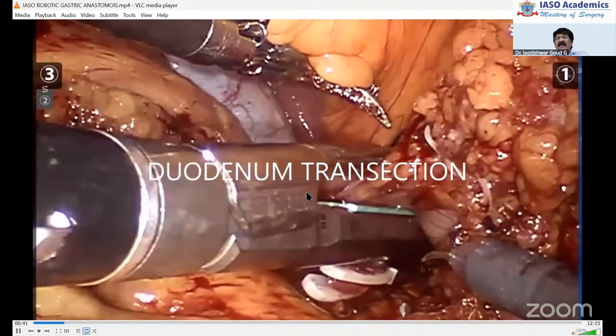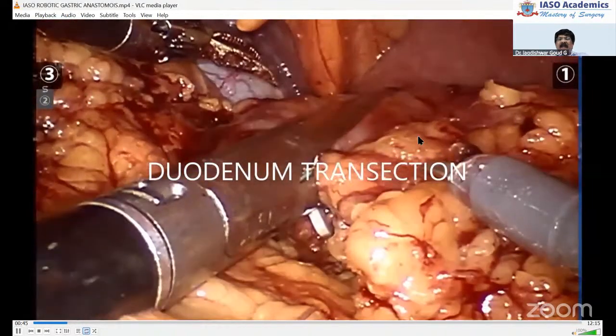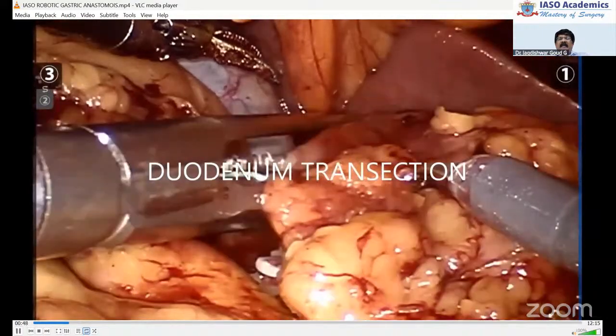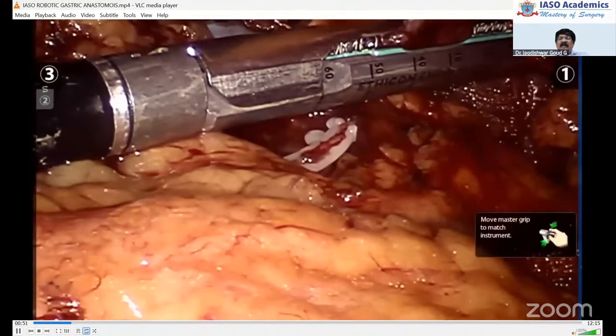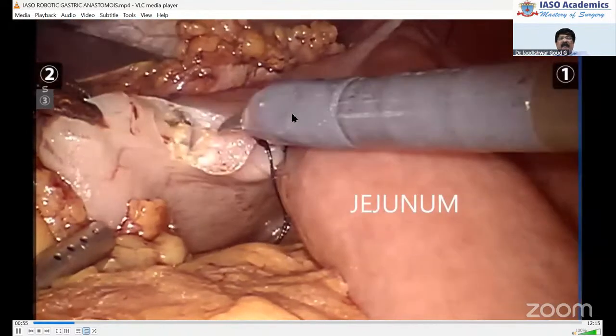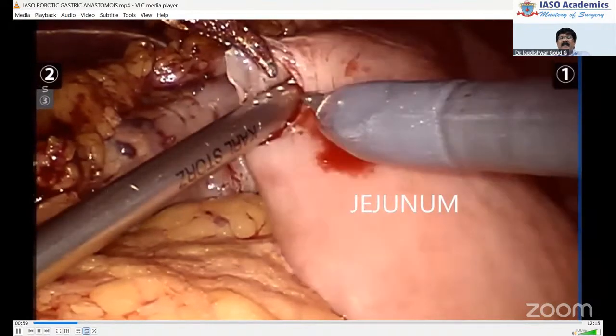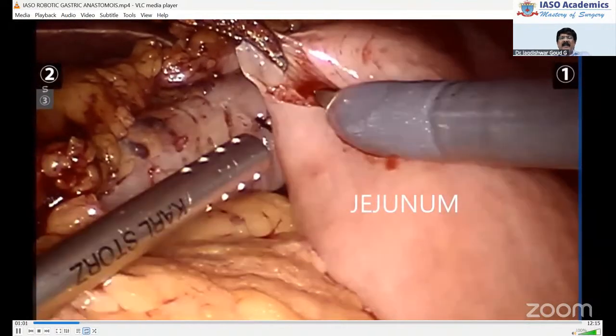I don't use both lap and robo for technical purposes. And there are methods of doing either; we do duodenal transection earlier or later. It doesn't matter. It's a matter of technique. This is after the gastrectomy. I just included this because it's one of the basic anastomosis.